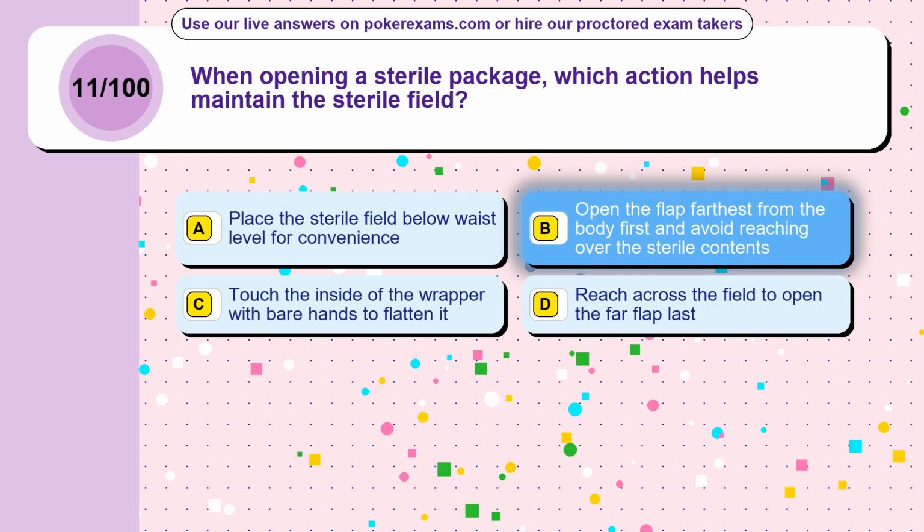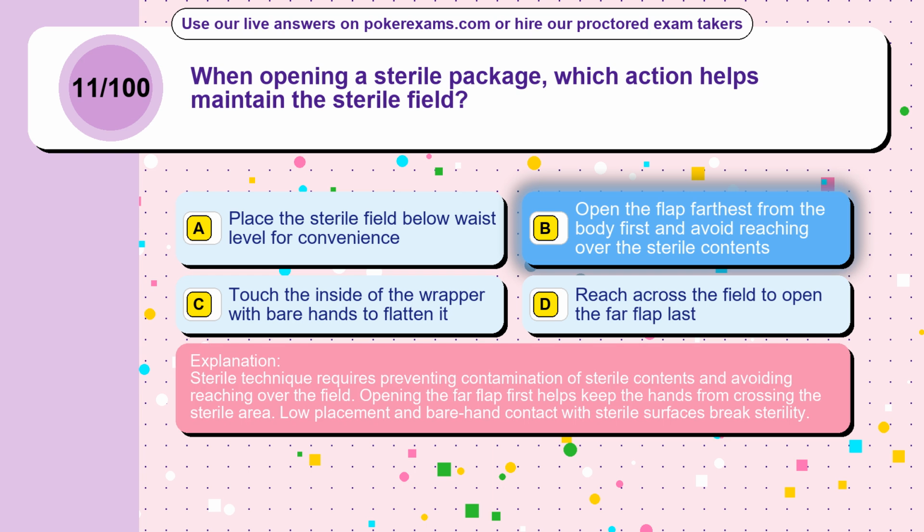Open the flap farthest from the body first and avoid reaching over the sterile contents. Sterile technique requires preventing contamination of sterile contents and avoiding reaching over the field. Opening the far flap first helps keep the hands from crossing the sterile area. Low placement and bare hand contact with sterile surfaces break sterility.